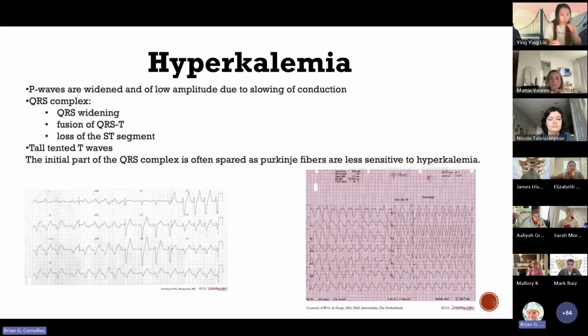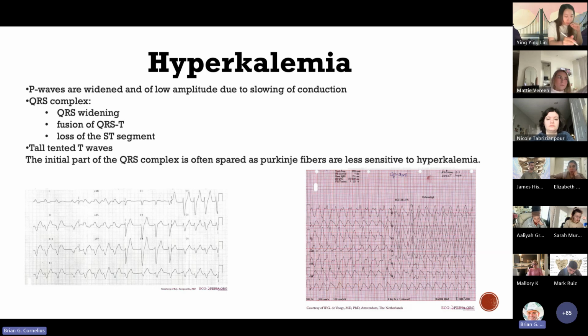One of the most common ones we run into is hyperkalemia. The classic hyperkalemia is flat P waves. They tend to have a very low amplitude because of the slowing of the conduction. The QRS complex tends to be very wide, and as it gets wider and wider, you'll notice that it kind of fuses the QRS and the T, so you can't even really make out an ST segment in there. And then the classic pattern is a tall, broad T wave.